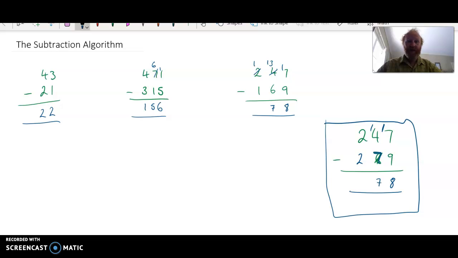But what's in vogue and what your teacher probably wants you to do is top-line subtraction.